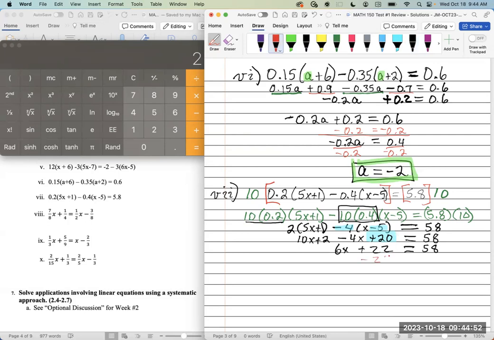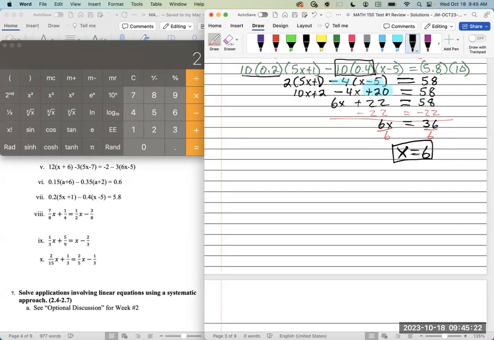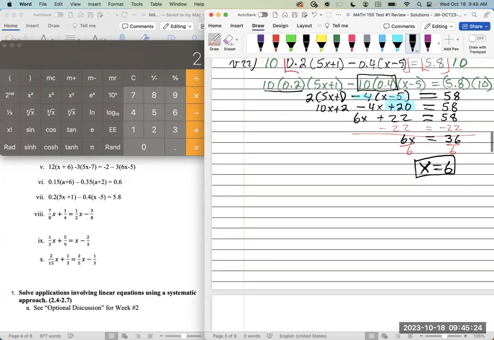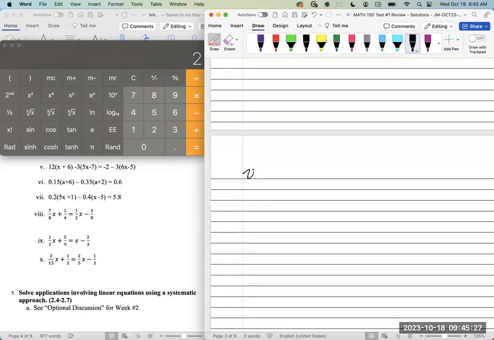So now I'm going to subtract 22 from both sides. Opposite of multiplying is dividing. Final answer, when x is 6, our original equation will be true. Two different ways to deal with decimals. And I give myself more space on the next page.